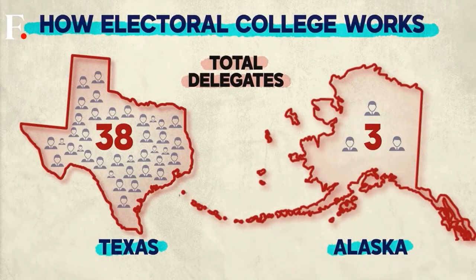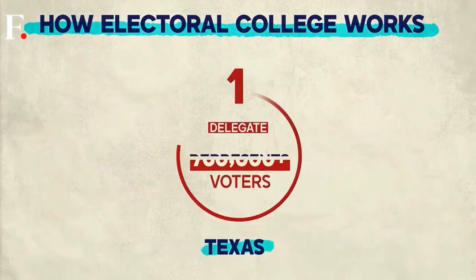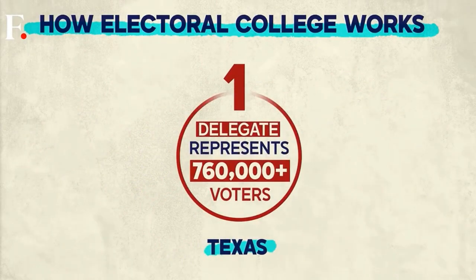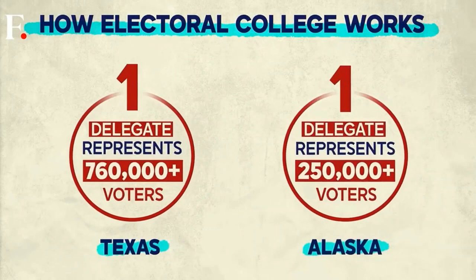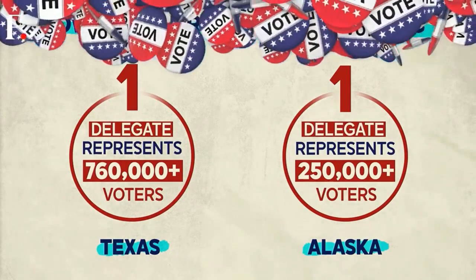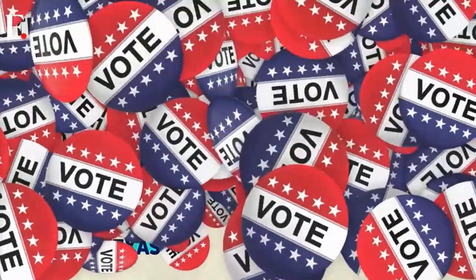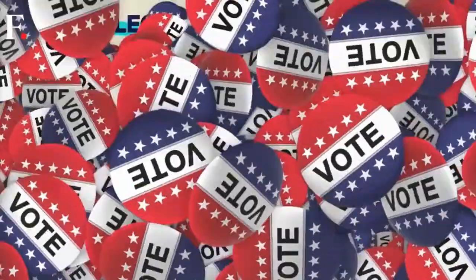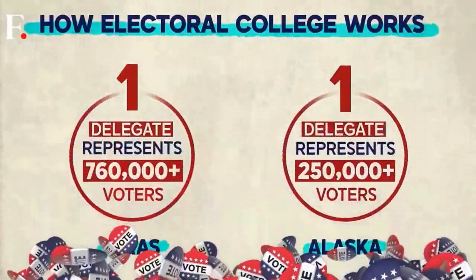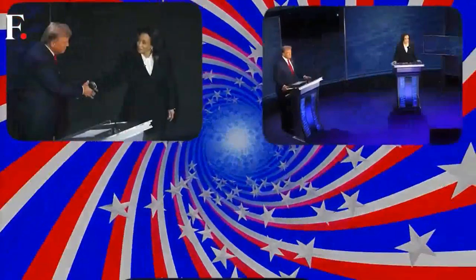And this makes voting different in Texas and Alaska, because each of the 38 delegates from Texas now represent roughly over 760,000 people. Meanwhile, each delegate from Alaska represents over 250,000 people. Basically, it takes 760,000 people from Texas to get 1 vote, but it just takes 250,000 people from Alaska to get that same 1 vote. So the vote in Alaska can be considered a lot more influential.